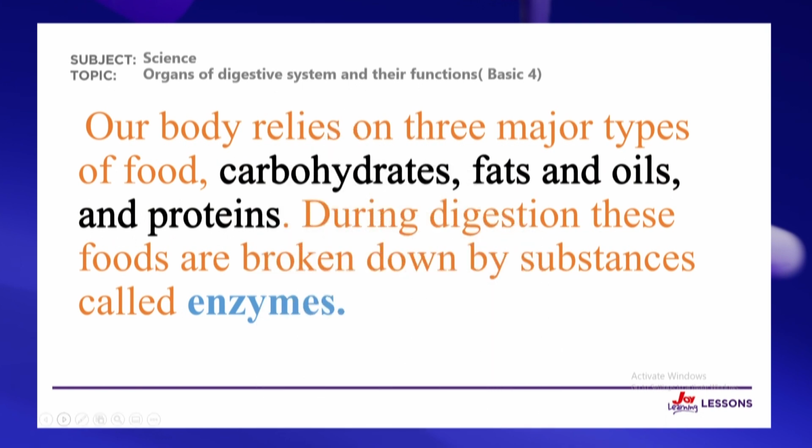Now, our body relies on 3 major types of food. So let's take note of this one: carbohydrates, fats and oil, and proteins. It is these food substances that, when we eat, must be broken down so that our body can use them and provide us with energy to do our things. During digestion, these foods are broken down by substances called enzymes. So it is enzymes that break down these food substances.